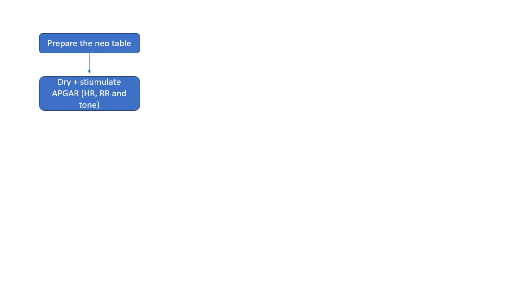And then you have the tone. The other things that go into the APGAR are the grimacing, the facial expression, and the color, and they're not as important. So if they have a good tone, they have a heart rate of either under 60 or over 100. 60 and 100 are the ones that we need to remember.